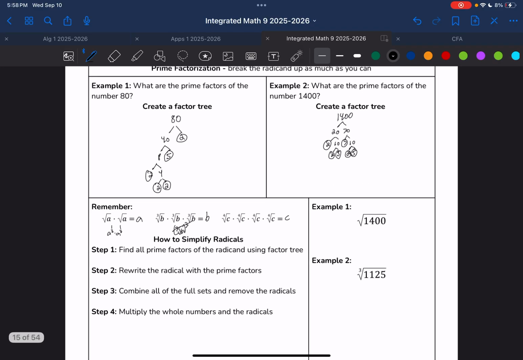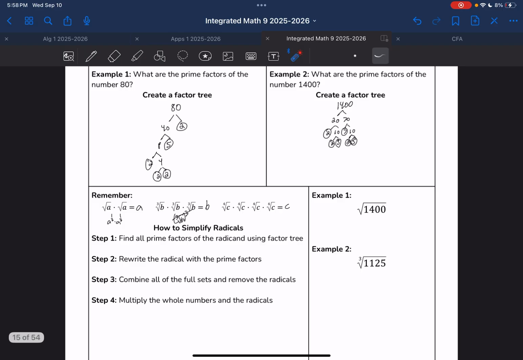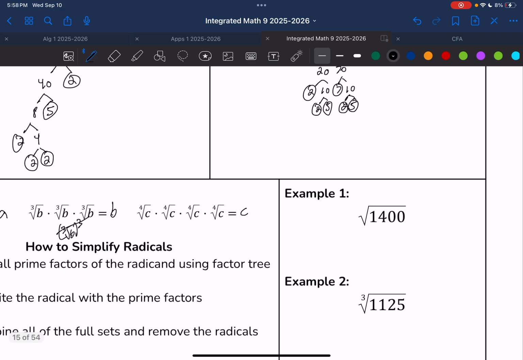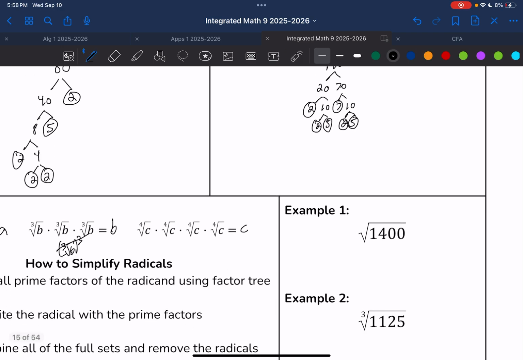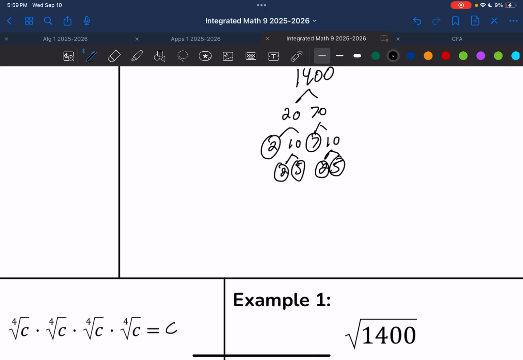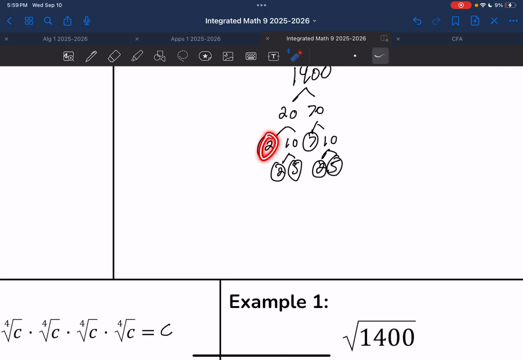So when we get to our prime factors, if we have a full set of any of our prime factors, then we can simplify that out. So let's see what that looks like. For the square root of 1400, we can do the square root of 2 times 2 times 2 times 5 times 5 times 7. Right, those come straight from our prime factors up here.